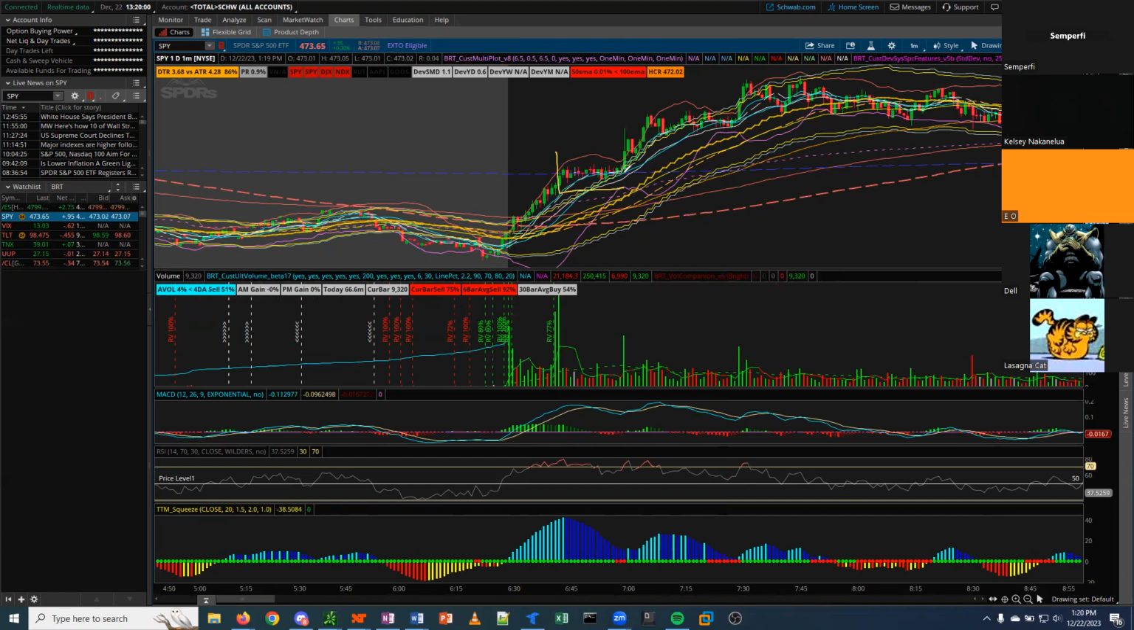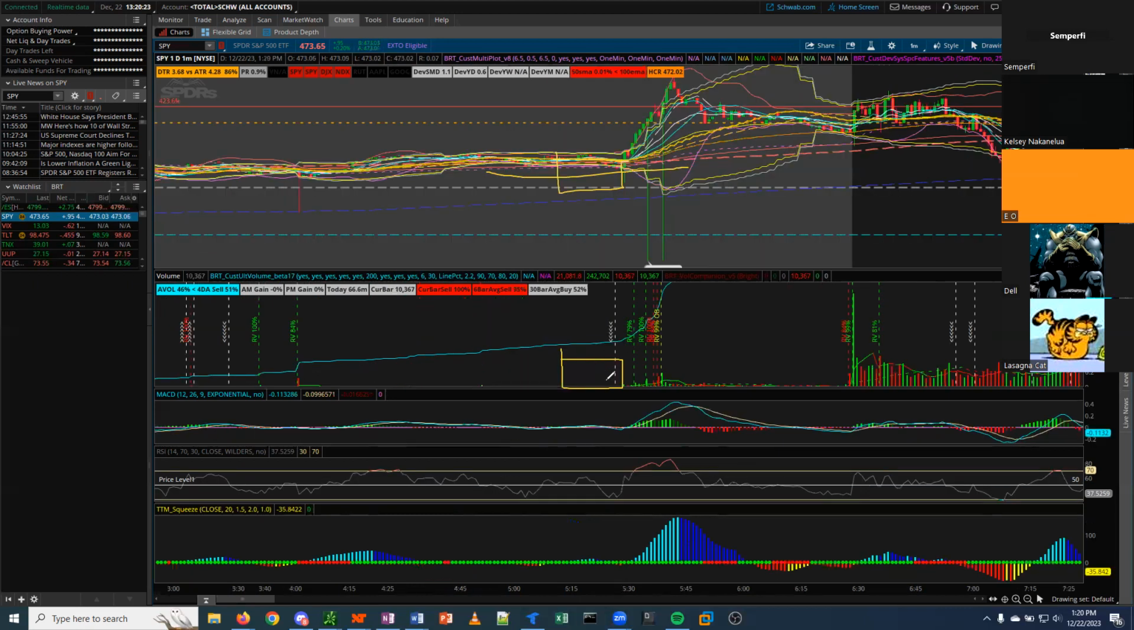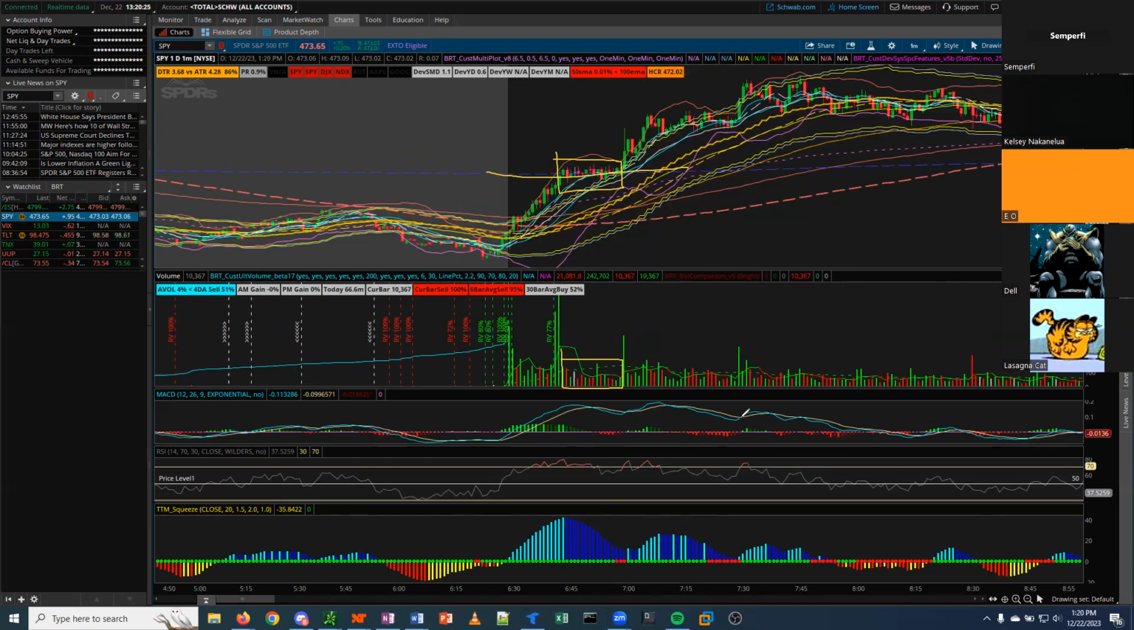So take this consolidation zone. It matches up right here, right before that move. So how do I know a big move is coming? Well, it holds a level, whatever level it is. And then in the volume, there's a volume beat in whatever direction you want.